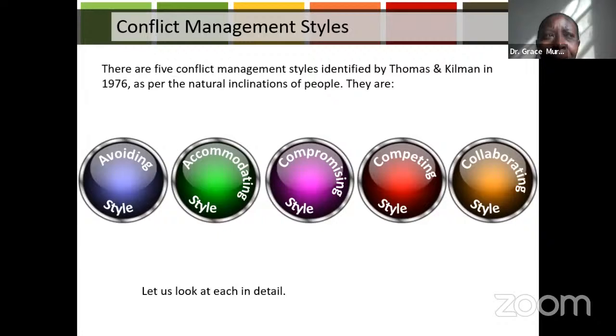It's really a win-lose situation, but you're the one who loses. The one who accommodates is the one who loses, and they allow the other one to win. Compromising on the other side is meeting.